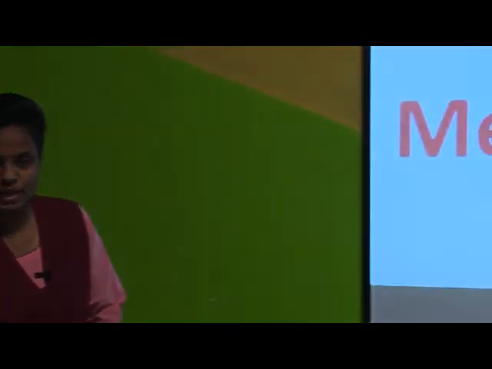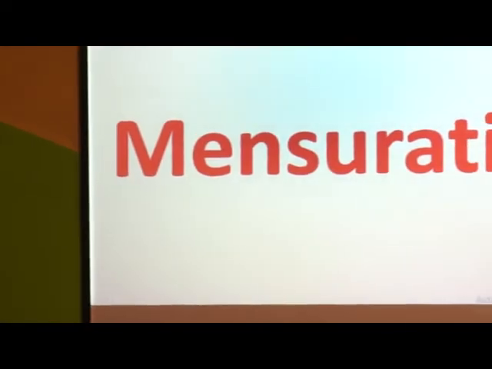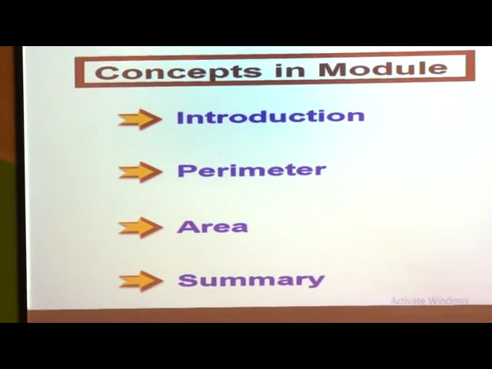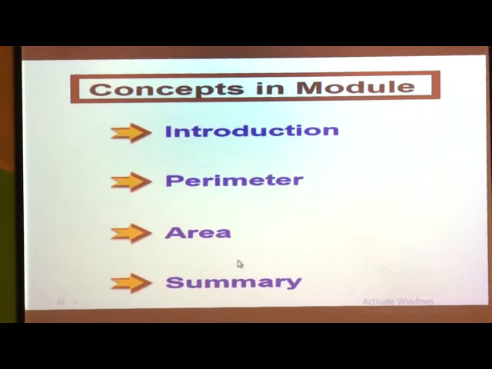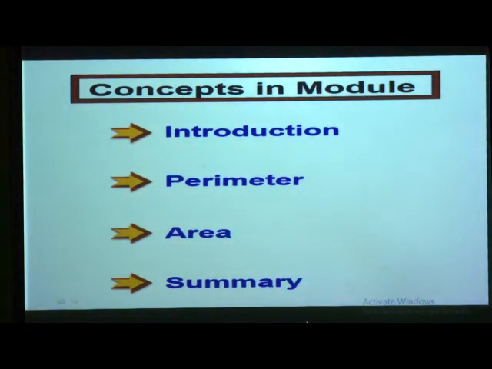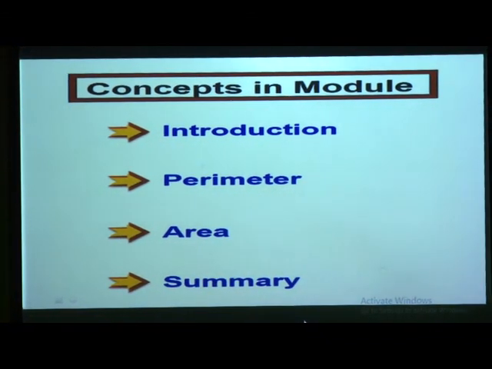In the previous class we have completed lesson number 5, understanding elementary shapes. Now today we are going to start a new lesson, that is lesson number 10, mensuration. So let us learn more about the mensuration. Our lesson name is mensuration and it is lesson number 10. In this lesson we are going to learn more about the perimeter, area, and we are going to summarize all the points that we have studied in this lesson.